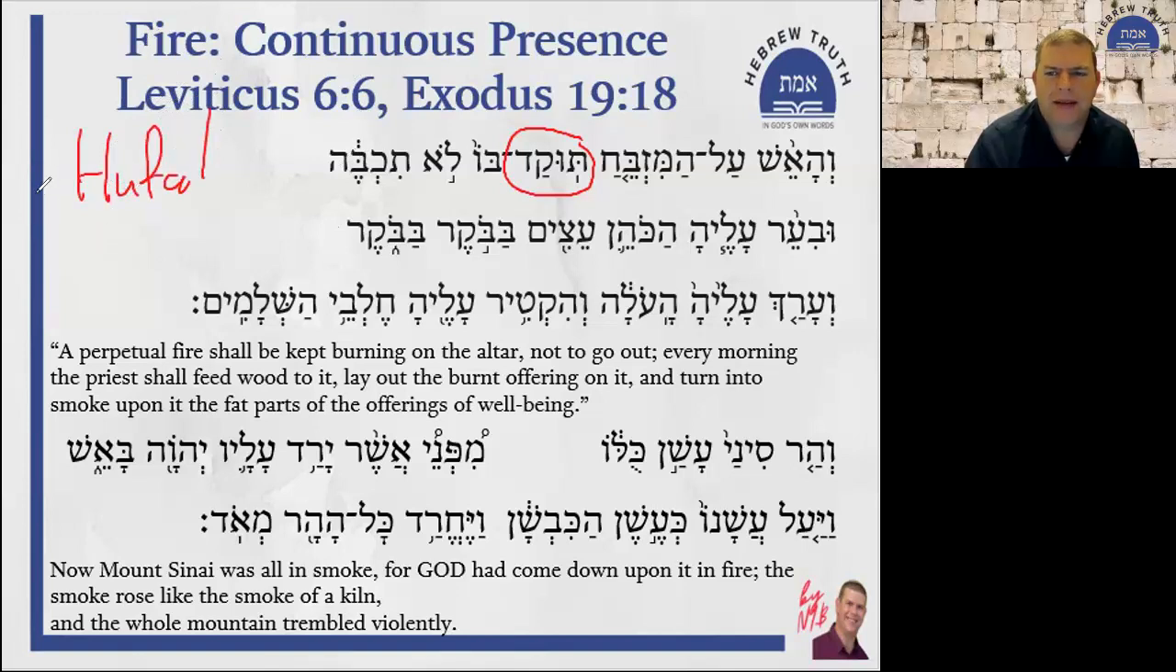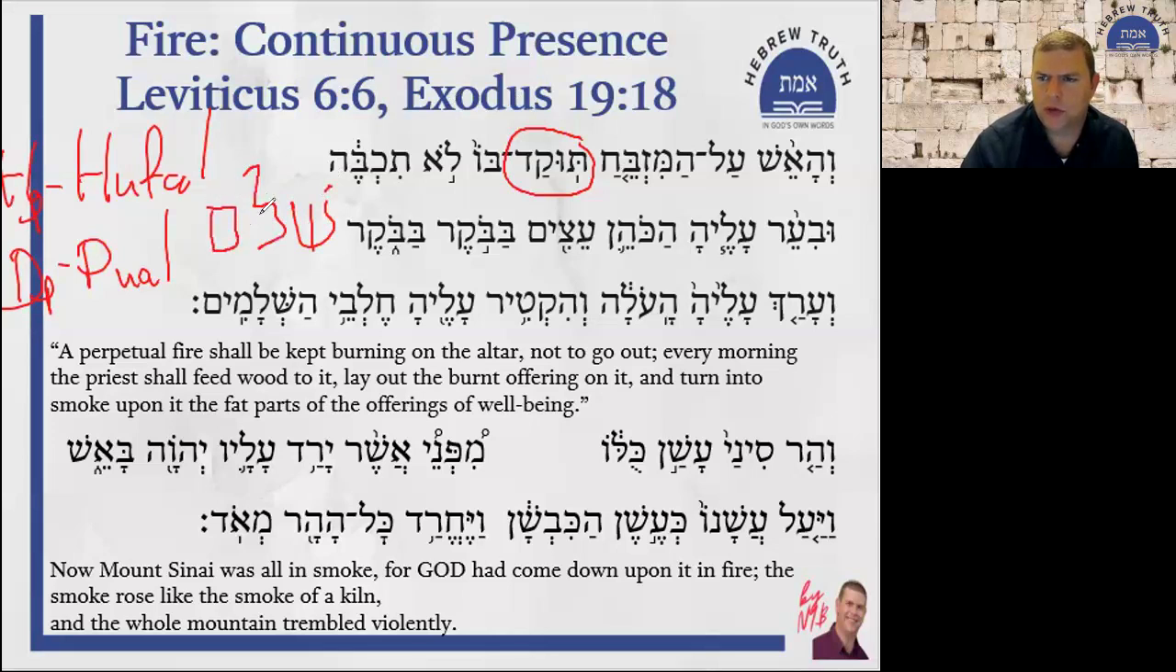We also have the passive of the doubled stem, the D stem passive. I'll add the P for passive. H passive is the hufal. The D passive is the pual. Like shulam. Okay? Was restituted, was given as a payment. Shulam. That's the DP.